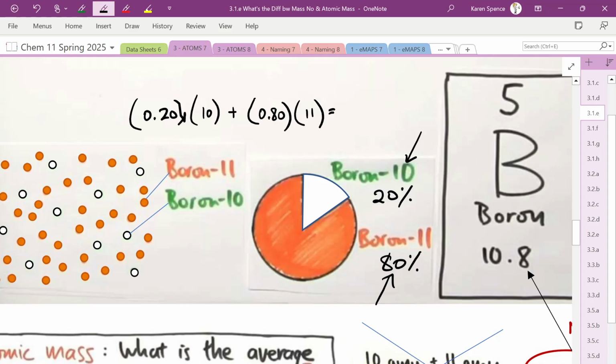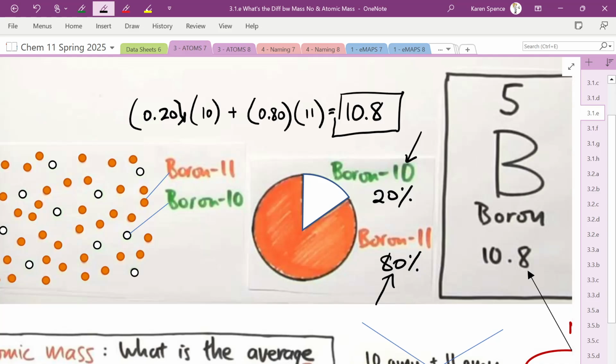Okay, and if we do that, 0.2 times 10 plus 0.8 times 11, you get 10.8. Does it make sense that this number is closer to 11 than it is to 10? Right? Because we have more of the boron 11. That's why we can't just take the two numbers and divide by 2, because we have more of the heavier one. So it should be closer to 11.